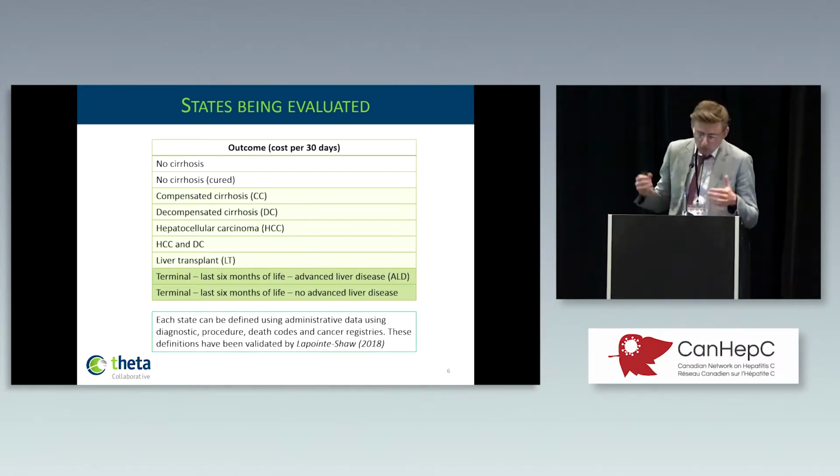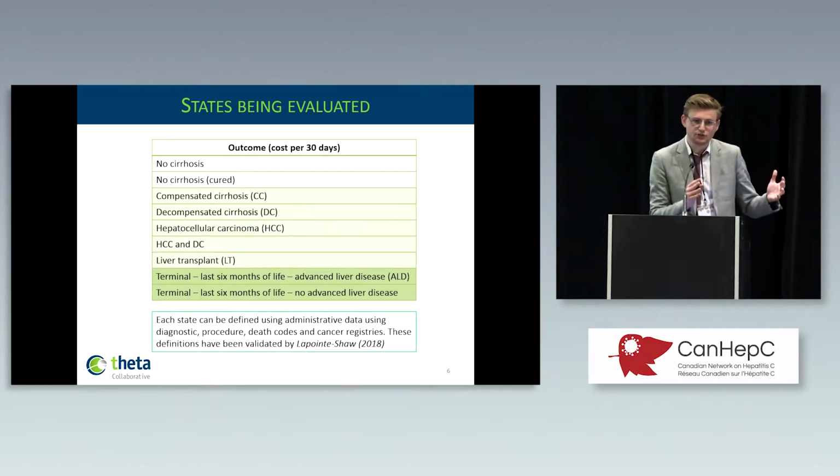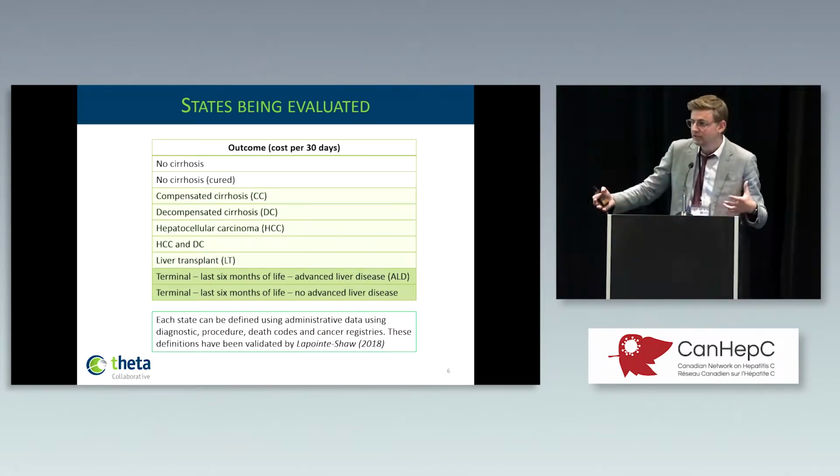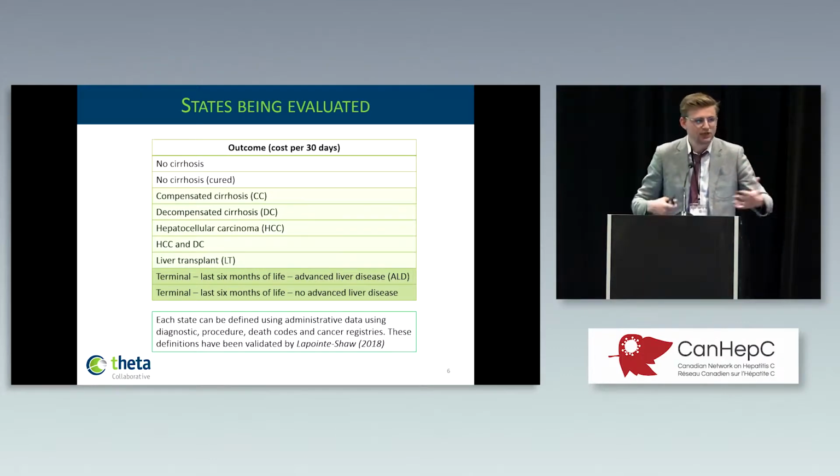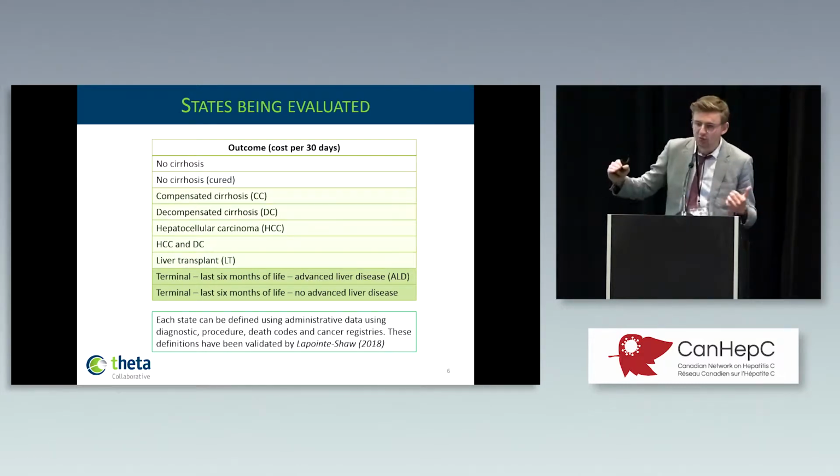If you look back through a patient's history using administrative data, you can identify points in time when they enter these health states based on diagnostic procedure ICD-9 and 10 codes. There was a recent study by Lauren LaPointe-Shaw and her team who identified the definitions of compensated cirrhosis, decompensated cirrhosis, and HCC, so how you can identify these patients using the administrative data.